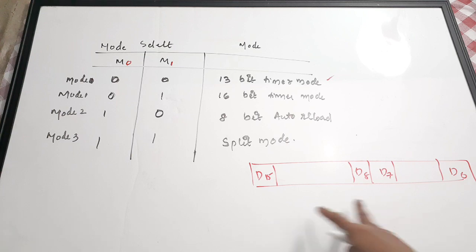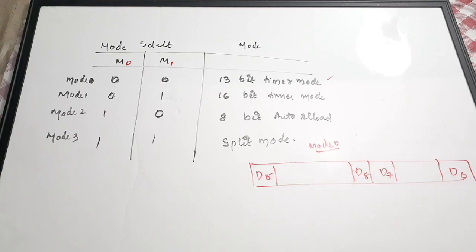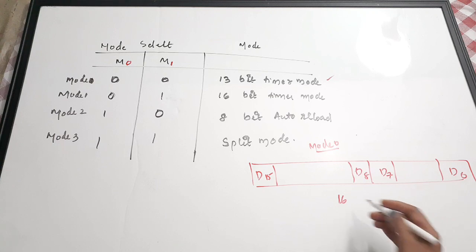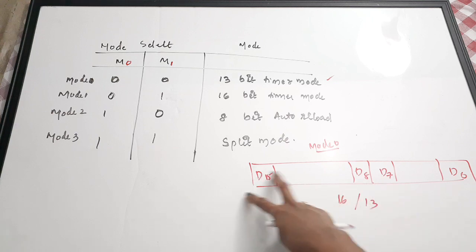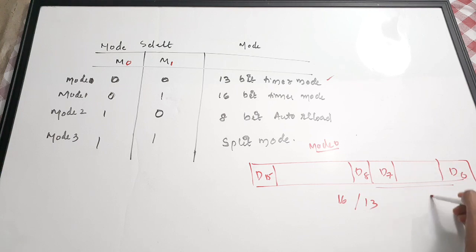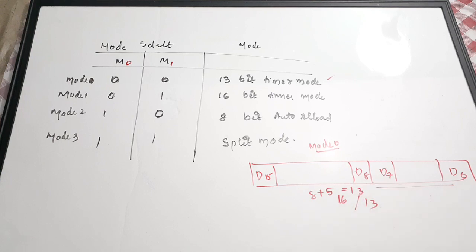Now, when we use mode 0, it is a 13-bit timer mode, which means not all 16 bits are used. Total there are 16 bits in this timer, and out of this we are using only 13 bits. We use the entire higher byte and out of the lower byte we use only 5 bits. So 8 plus 5 equals 13. That is the concept of the 13-bit timer mode, which is mode 0.